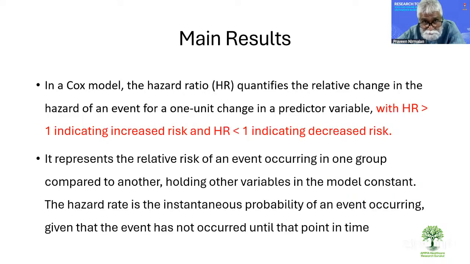So just briefly, what the hazard ratio is. It quantifies the relative change in the hazard of an event for 1 unit change in a predictor variable, with hazard ratios greater than 1 indicating an increased risk and a hazard ratio less than 1 indicating a decreased risk. It represents the relative risk of an event occurring in one group compared to the other, holding other variables in the model constant. So it's adjusting for all the other factors, like let's say age or sex of the patient, all that is held constant, and then just based on the event. It gives you the probability of an event occurring given that the event has not occurred until that point in time.